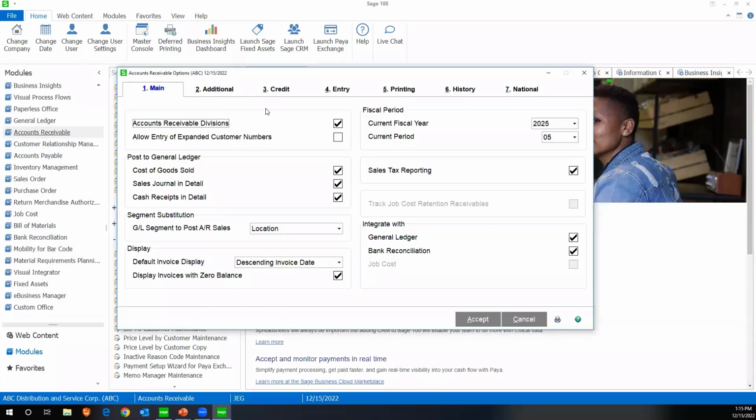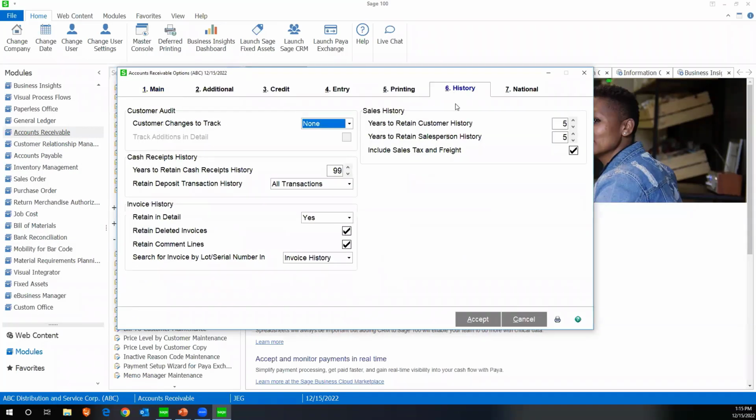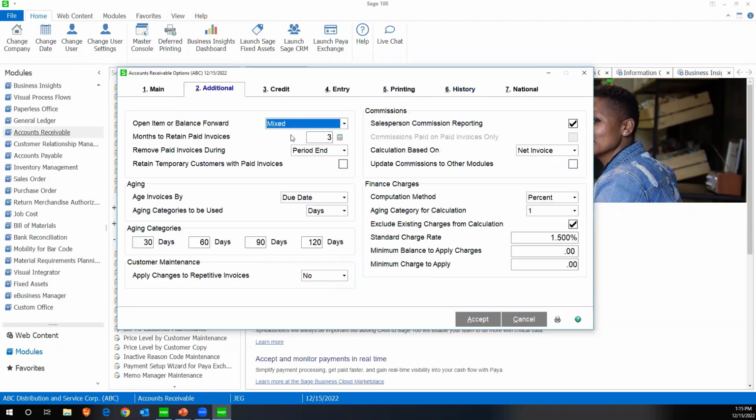I will have different things out here on the history tab: years to retain customer history, years to retain salesperson history, years to retain cash receipts history. There's also months to retain paid invoices. So that's a little different. That's months, not years.